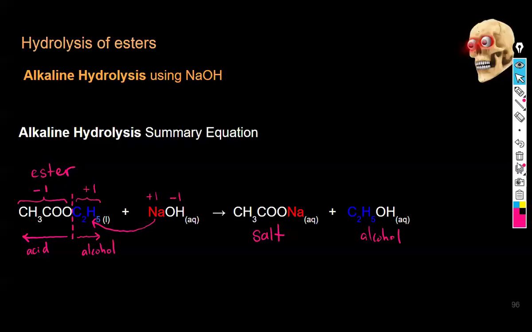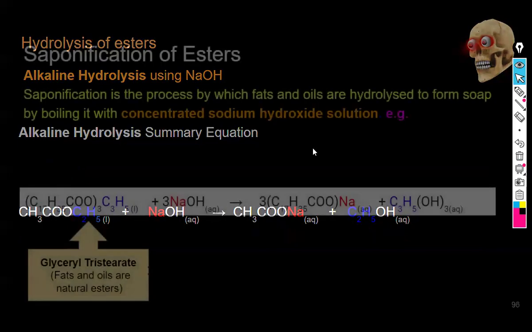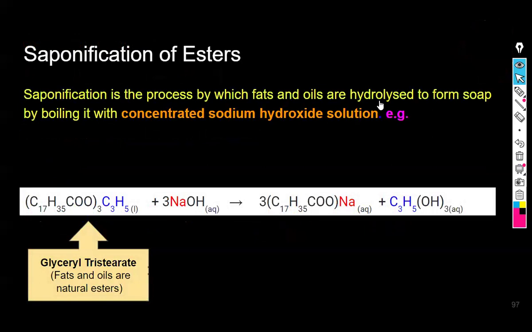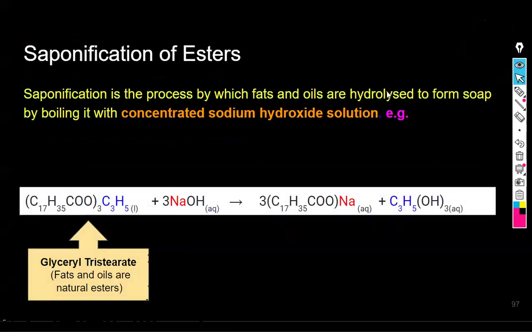All right, let's go. All right. So the next one here is something called the saponification of esters. Obviously, this is how they create soaps. So saponification of esters is actually a type of alkaline hydrolysis, but a more complex version of it. But you're going to see the same traits.